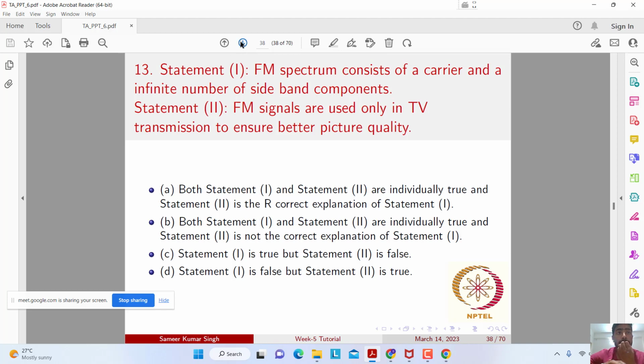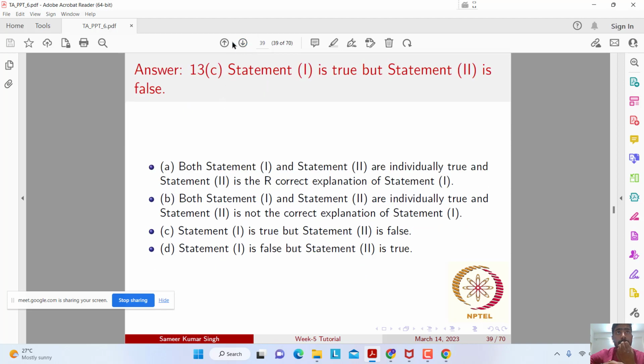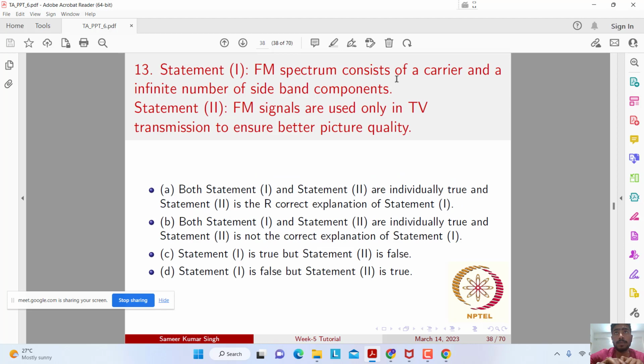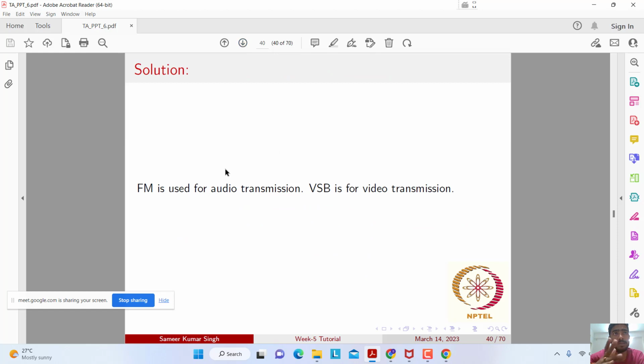Okay, 13. C part is the right statement. Actually, we know that the FM spectrum consists of a carrier and infinite number of sideband components. It's true. Next, FM signal used only in TV transmission, it's wrong. For TV transmission, we use VSB, vestigial sideband, to ensure the better picture quality. Basically, FM is used for the audio transmission. For the picture transmission we use vestigial sideband VSB. So that is the simple explanation. FM used for the audio transmission, VSB used for the visual transmission.